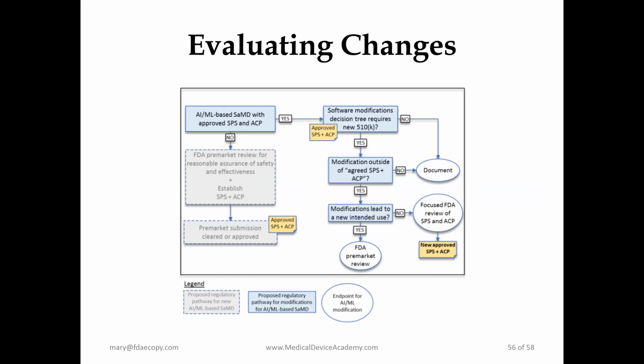So when it comes to AI and evaluating whether or not those changes are going to require a new 510K, this is their proposed flow chart. If you have an approved SPS and ACP, then it's not going to be as rigorous. You're going to be leaning on documentation more. But if there are modifications relating to the intended use, that's still potentially going to require pre-market review. So that's some of the high-level things to think about if you have AI in your software or you're thinking of going in that direction. These are some of the things you might anticipate coming your way shortly. Next slide, please.